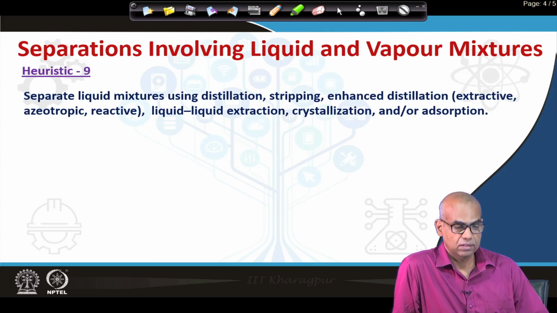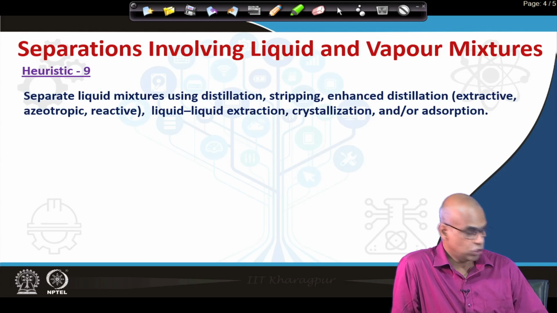Heuristic 9. Separate liquid mixtures using distillation, stripping, enhanced distillation such as extractive distillation, azeotropic distillation, reactive distillation, liquid extraction, crystallization and or adsorption. So, we should separate liquid mixtures using distillation, stripping, enhanced distillation, liquid extraction, crystallization and or adsorption.